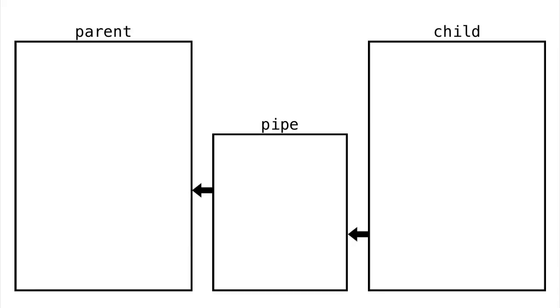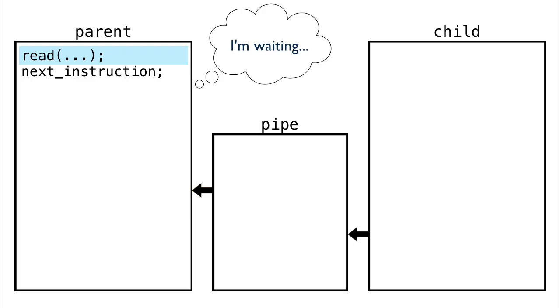Suppose we have a parent process that has forked a child. Before forking, the parent correctly set up a pipe from the child to the parent. Now the parent would like to read from the child. If the parent calls read on the child's pipe, and that child hasn't written anything to the pipe yet, then the read system call blocks. That means that the parent process doesn't go on to execute the next instruction, but sits and waits for the child to write something.